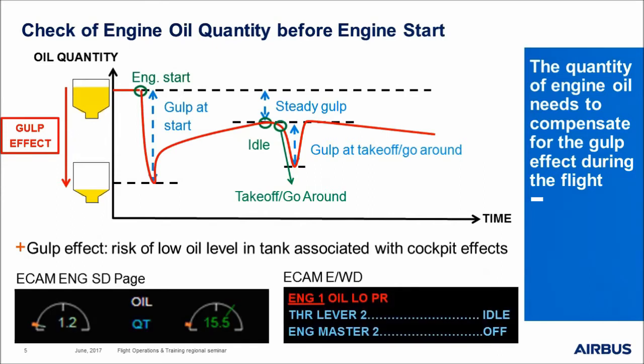If the oil quantity is not sufficiently high to compensate for the gulp effect, the oil level in the tank may drop down too much and some cockpit effects may be triggered. It could be an oil advisory level on the engine SD page, either related to the quantity or to the pressure, or even an ICAM alert related to the low oil pressure.